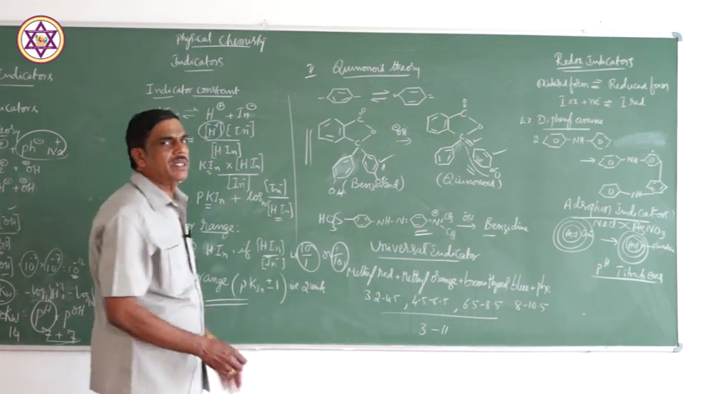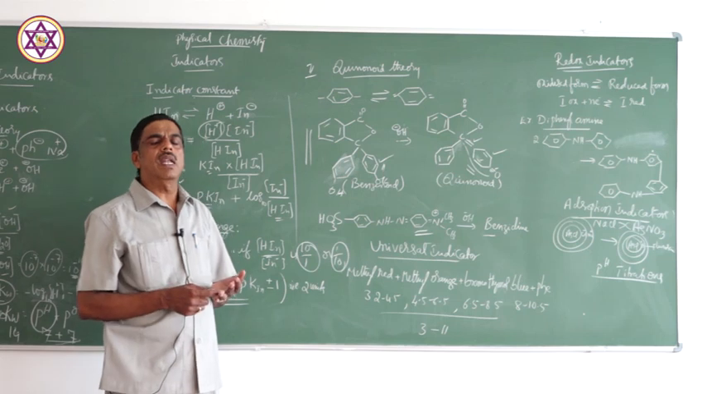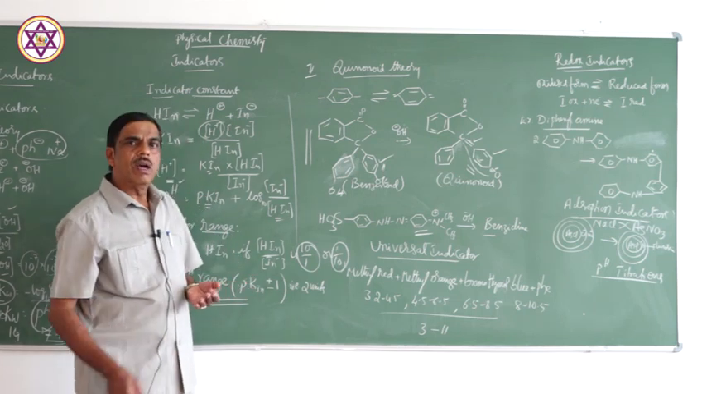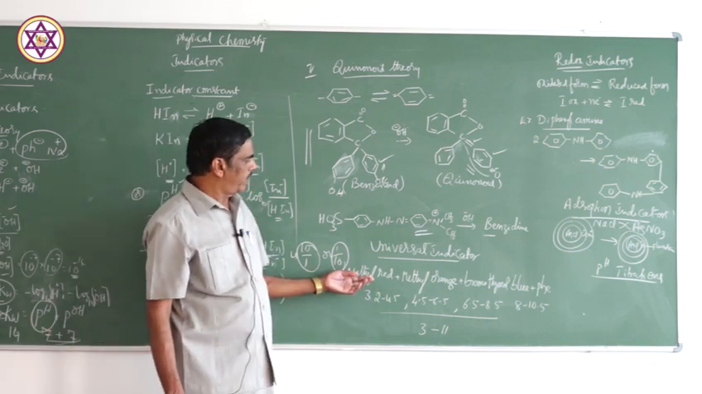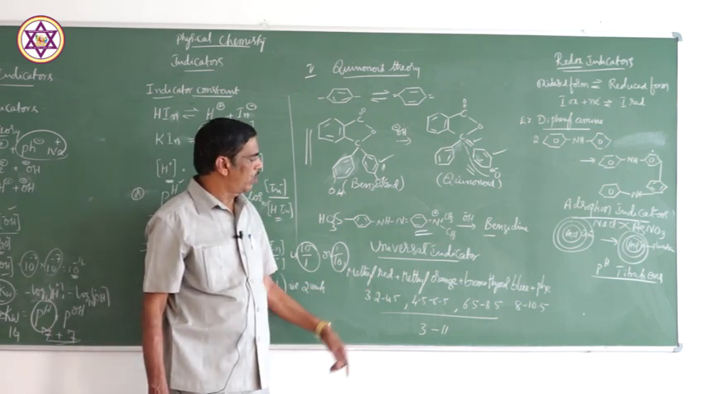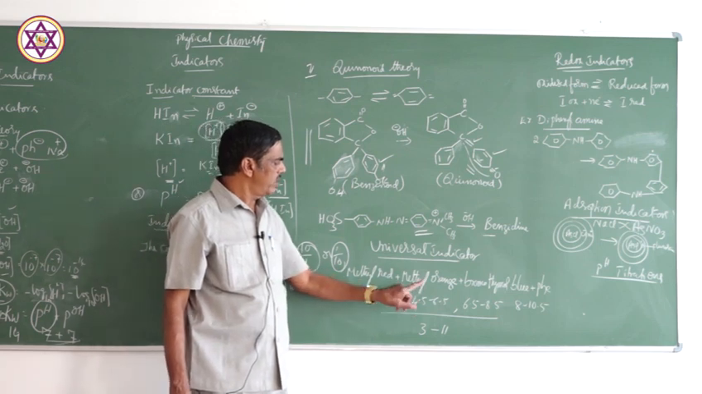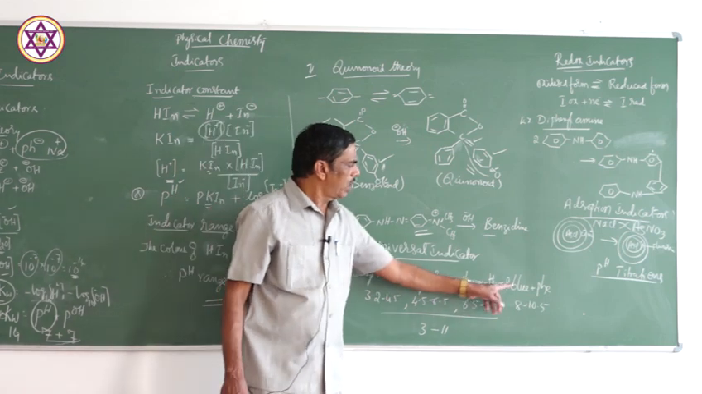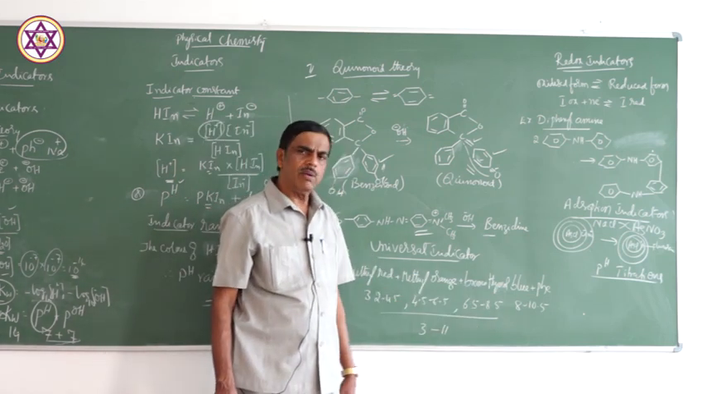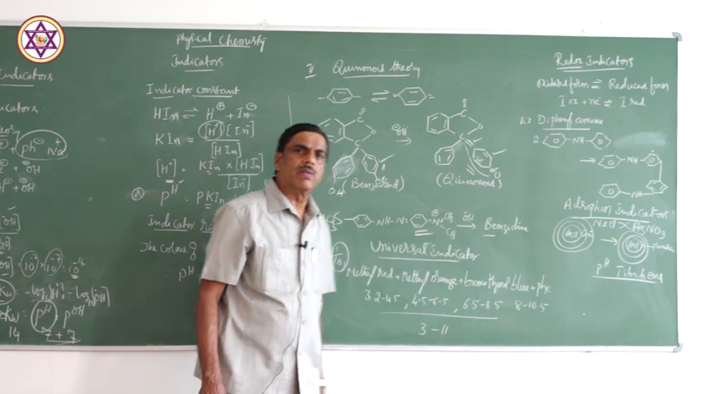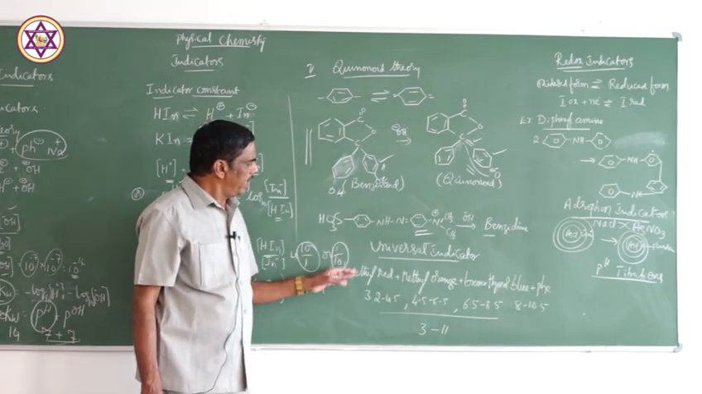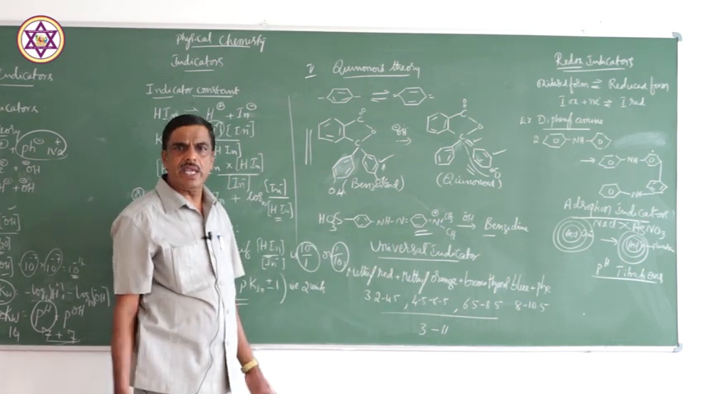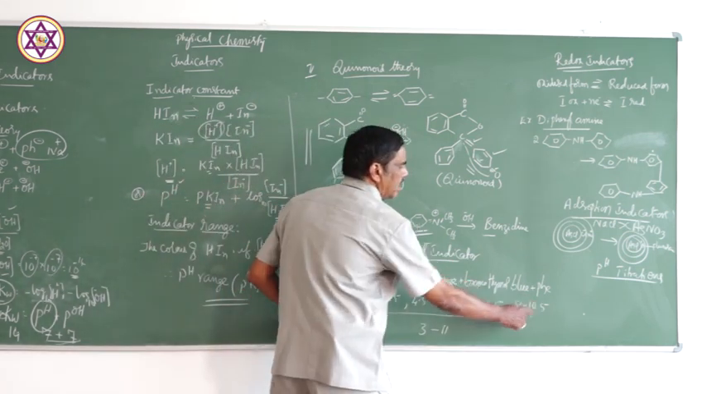And you have acid base indicators, phenolphthalein, methyl orange, bromothymol blue, methyl red, and their pH ranges are like this. In the case of methyl red, the pH range is 3.0 to 4.5. In the case of methyl orange, the pH range is 4.5 to 6.5. Bromothymol blue 6.5 to 8.5. Phenolphthalein 8 to 10.5. A universal indicator is one which is a mixture of several indicators of different pH ranges, which covers a long range of pH.